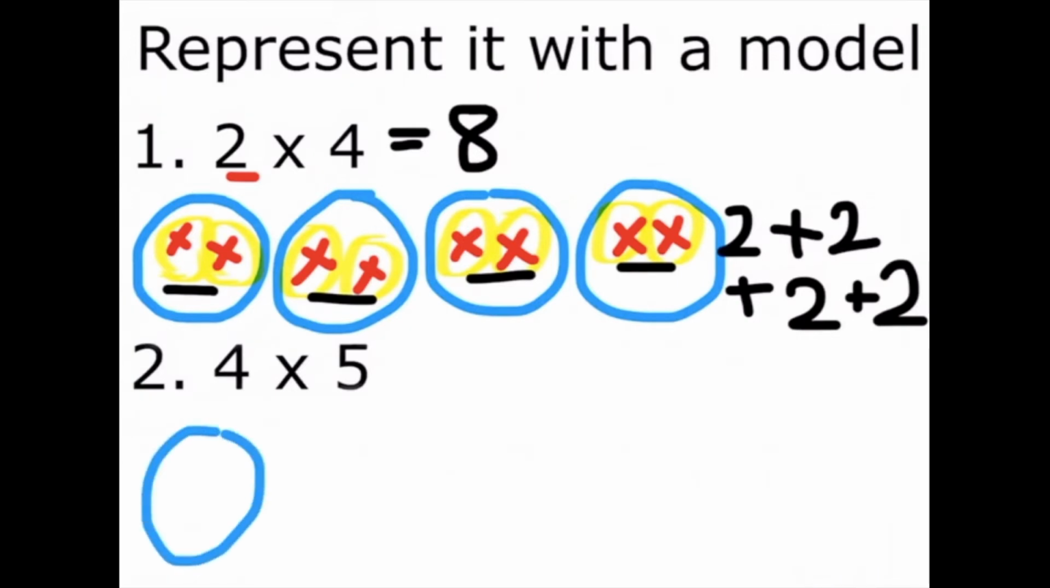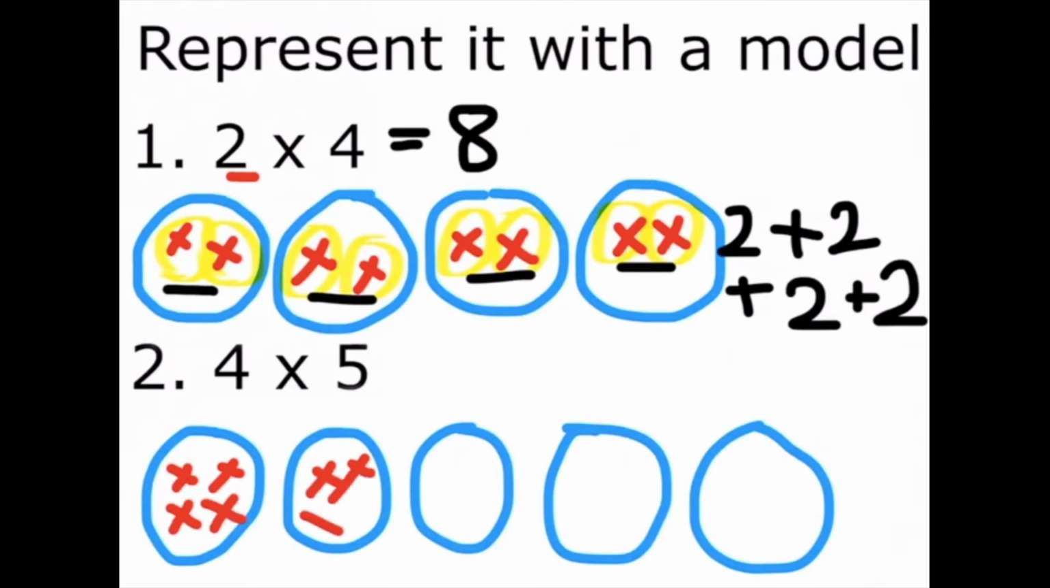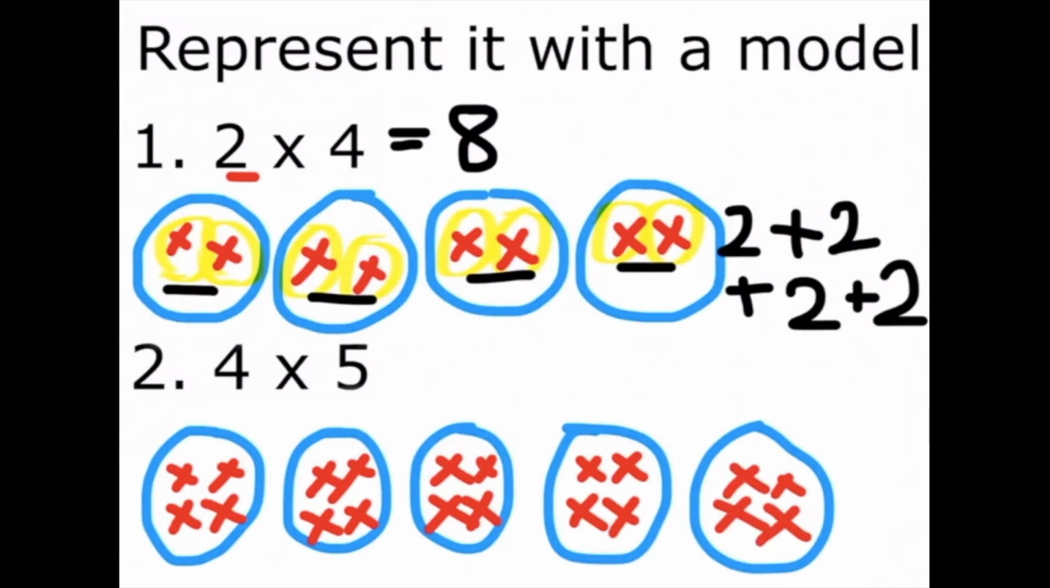Now let's try it with the equation 4 times 5. 4 times 5 is the same thing as 5 groups of 4. This is 4 being repeated 5 times. So I've drawn out 5 groups, represented as 5 circles, and I'm drawing 4 objects inside of the 5 groups. This shows 4 being repeated 5 times.